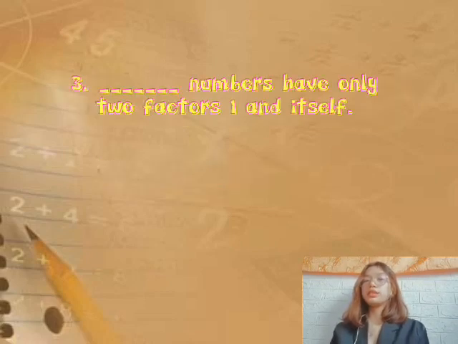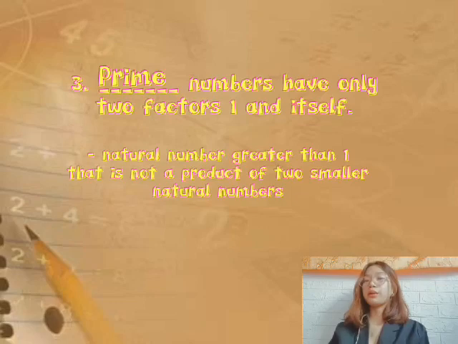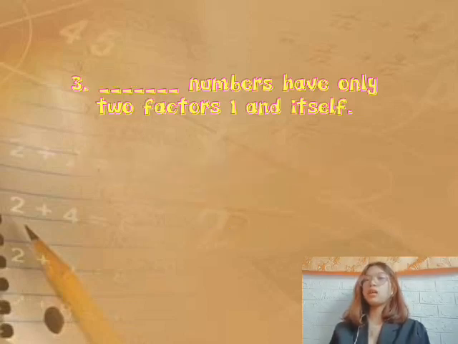Next is blank numbers have only two factors, 1 and itself. The answer is prime. A prime number is a natural number greater than 1 that is not a product of two smaller natural numbers. For example, 5 is prime because the only way of writing it as a product is 1 times 5 or 5 times 1.